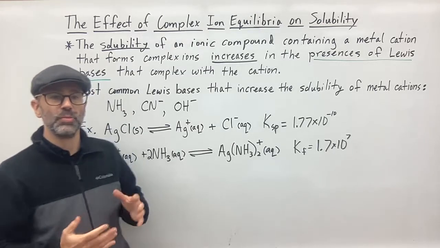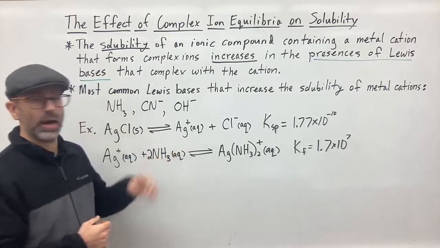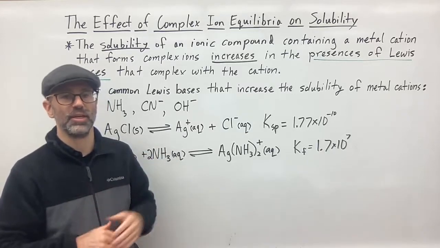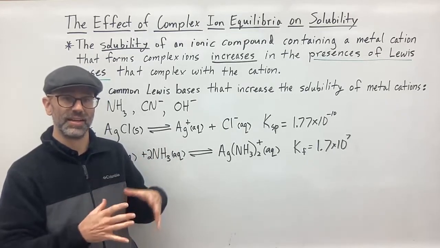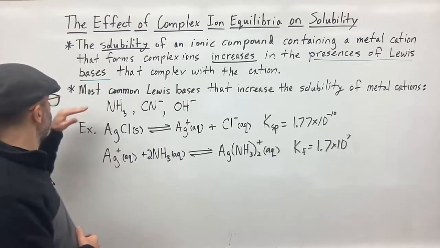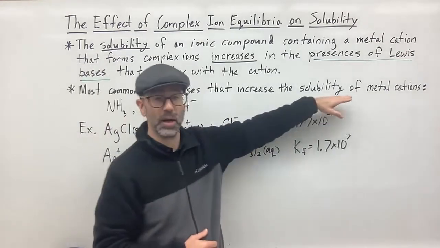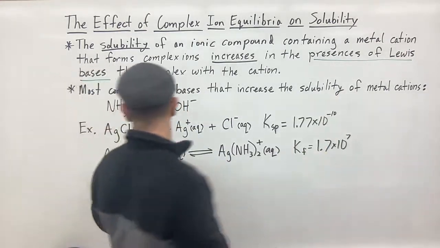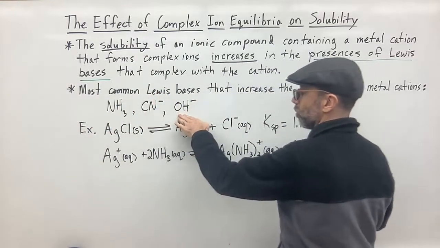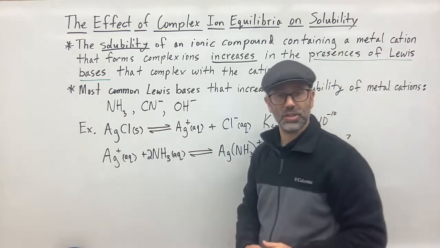And so we saw this before, and I'll get to it in a minute, where if you have a stronger base, that will replace the ligands in your complex ion. And so the most common Lewis bases that are going to increase the solubility of your metal cations are going to be ammonia, the cyanide ion, and the hydroxide ion. So these are the three that are going to increase the solubility.